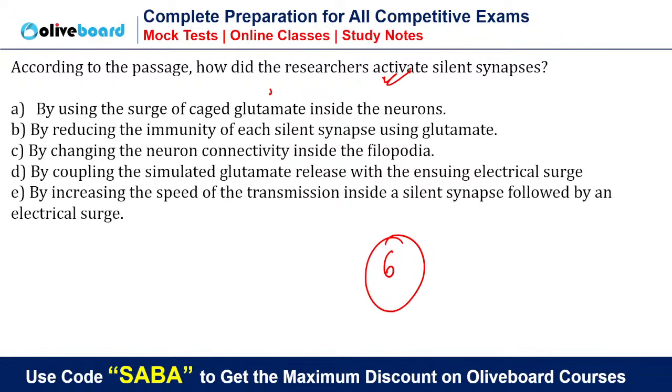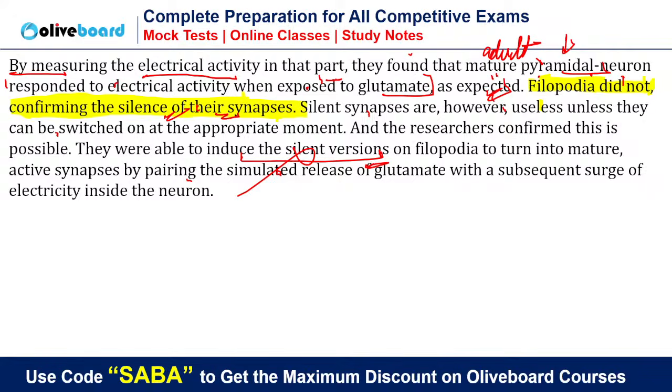According to the passage, how did the researchers activate silent synapses? How did they activate the silent synapses? For this answer, you can say that by coupling the simulated glutamate release with the ensuing electrical surge. So this is how they activated the silent synapses. Is it clear?